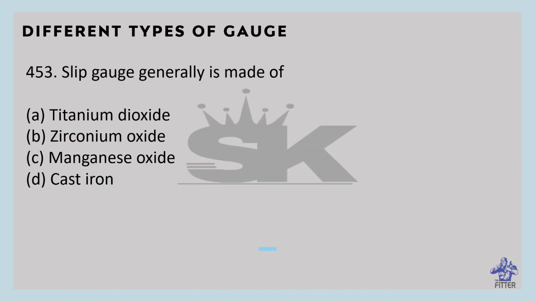Slip gauge is generally made of zirconium oxide. Slip gauge is also known as Johnson gauge or gauge block.